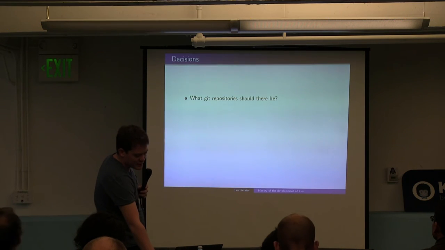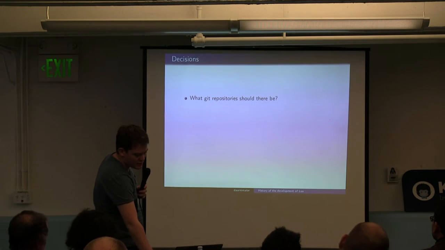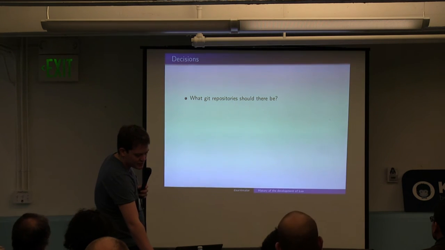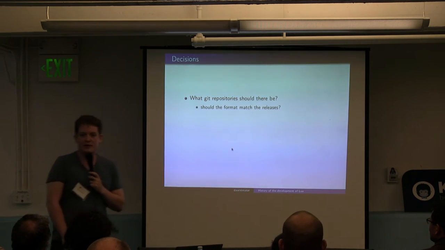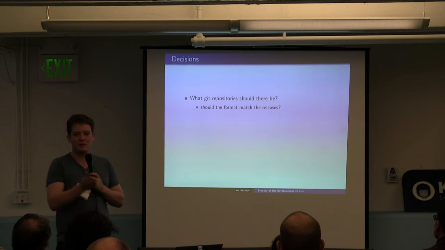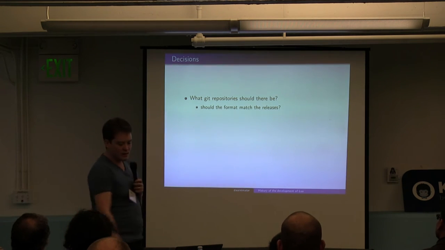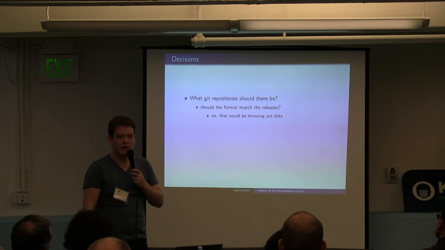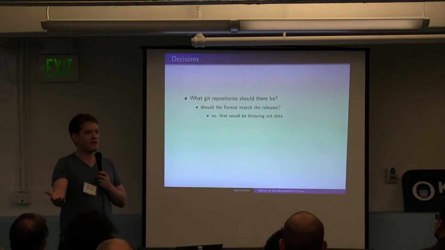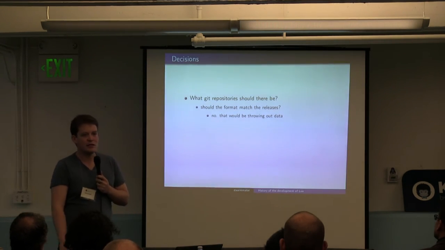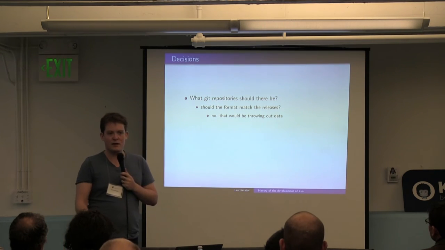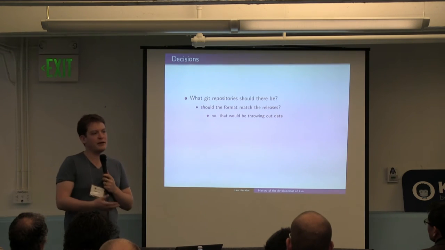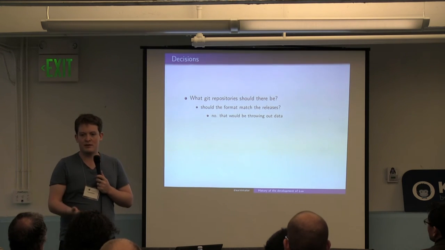So there's a few design decisions here about how to split this up into a Git repository. Should the format match the releases? Should it look like the Lua release happened all the time? My answer was no, because they'd be throwing that data away. The manual.out format isn't maintained in HTML, it's maintained in something else. And a few other things, like undump.c, used to be auto-generated from other things.